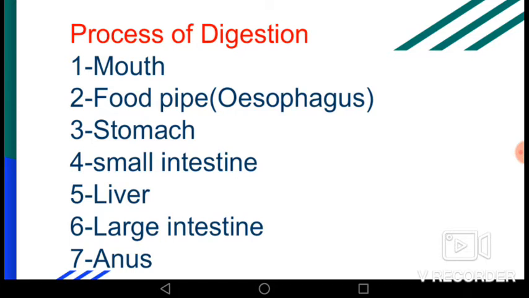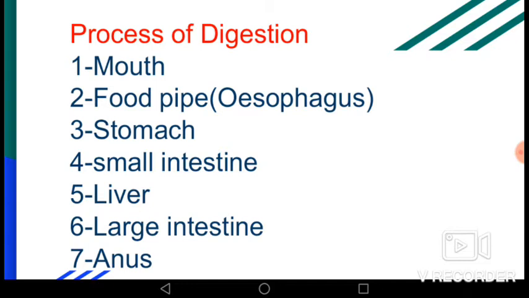Second is food pipe. Food passes from the mouth through this thin long tube called the food pipe and reaches the stomach. Stomach is a sac-like organ where food is broken down further. Fourth is small intestine. Food from the stomach passes into the small intestine. Here all the useful nutrients are absorbed by the blood and taken to all parts of the body.